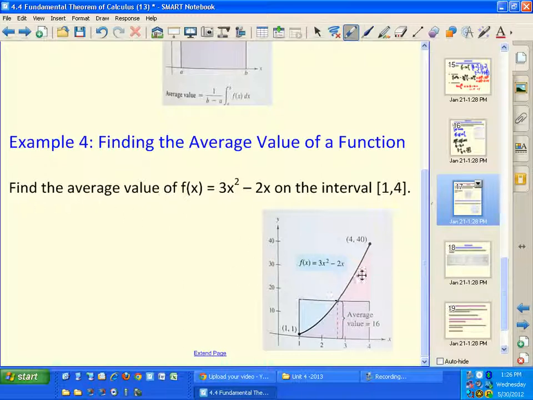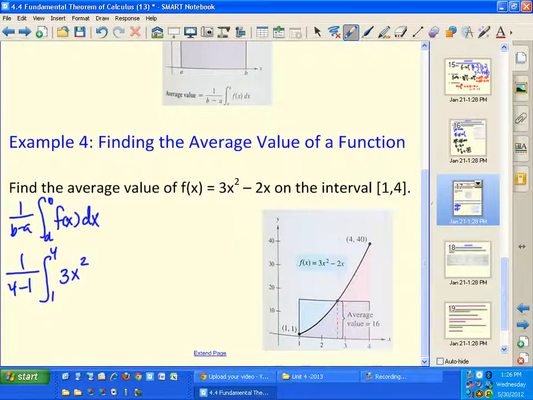So I'm going to say 1 over b minus a, the integral from a to b of f of x dx, is what we're dealing with. Well, b is 4, a is 1, so 1 over 4 minus 1, the integral from 1 to 4 of 3x squared minus 2x dx is what we're dealing with.